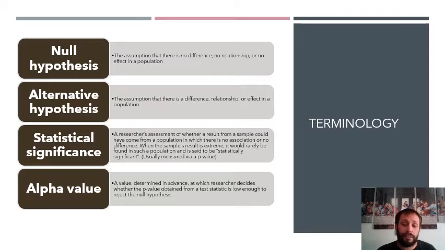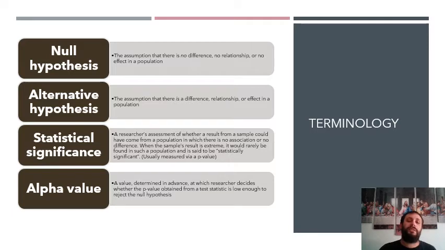Next, we have statistical significance. Note that I state the words statistical significance because we're using some statistical properties to determine whether this is significant from a statistical standpoint. Essentially, statistical significance is a researcher's assessment of whether a result from a sample could have come from a population in which there is no association or no difference. So when we get a sample that is extreme, one that would rarely be found in that population, it is said to be statistically significant. We measure this via p-values or what you're going to be learning about later, which is called critical regions.